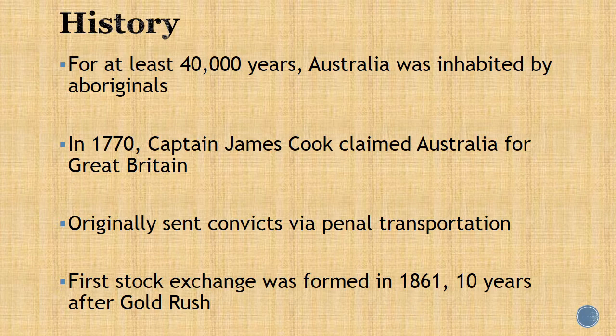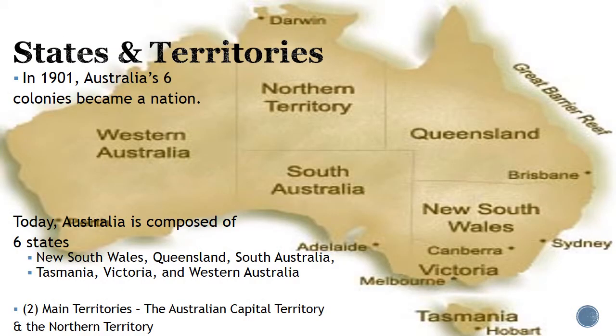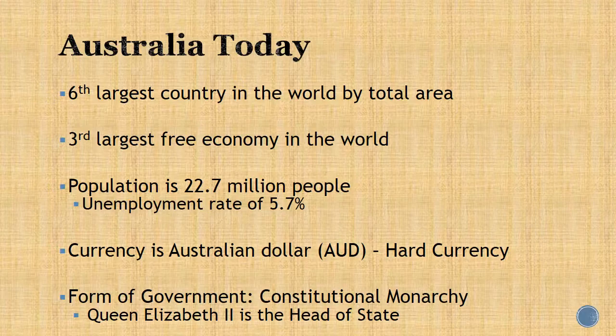10 years after the gold rush, the first stock exchange was formed in 1861. In 1901, Australia's 6 colonies became a nation. Today, Australia is composed of 6 states that include New South Wales, Queensland, South Australia, Tasmania, Victoria, and Western Australia. They also have 2 main territories, the Australian Capital Territory and the Northern Territory.